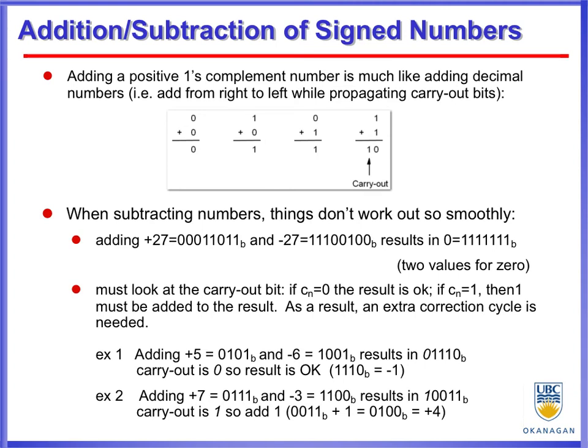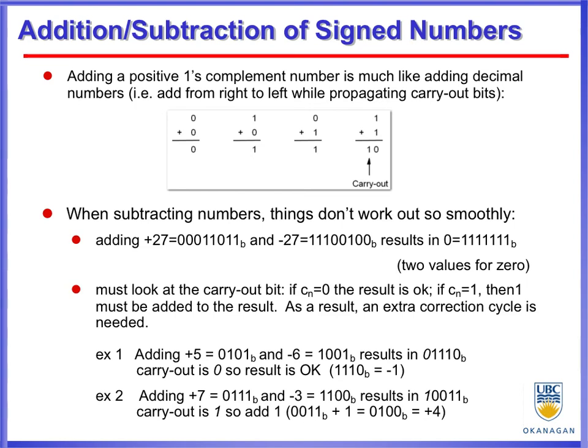So 27 minus 27 in ones complement would be plus 27 plus negative 27, which results in this. Okay, so in one sense that's okay, although it's not what we would really like, which is 0, 0, 0, 0, 0. There's two values of 0. We also have a problem.